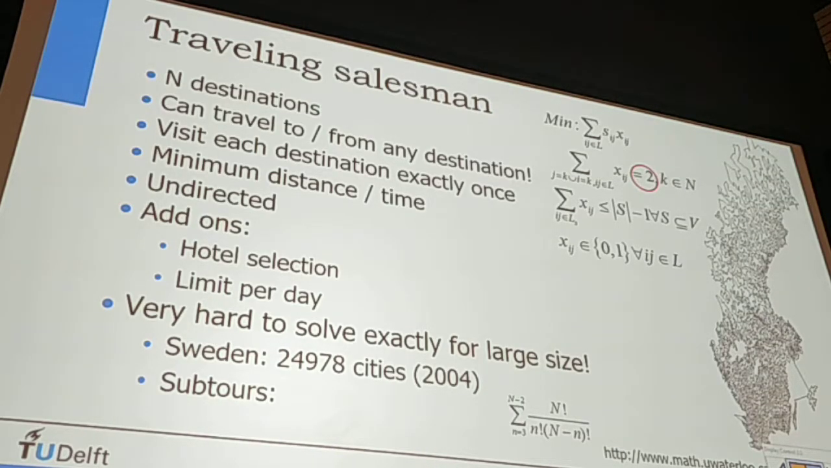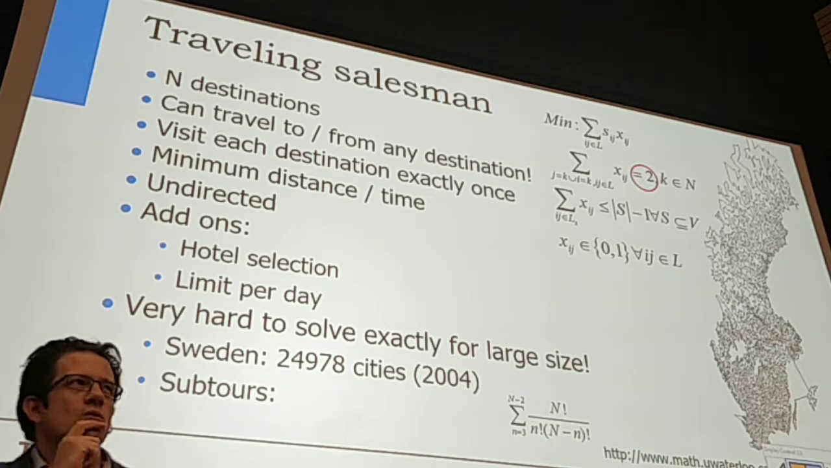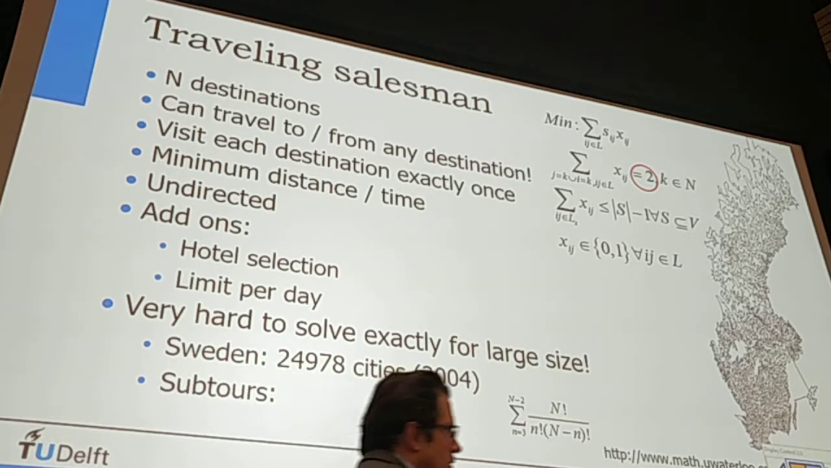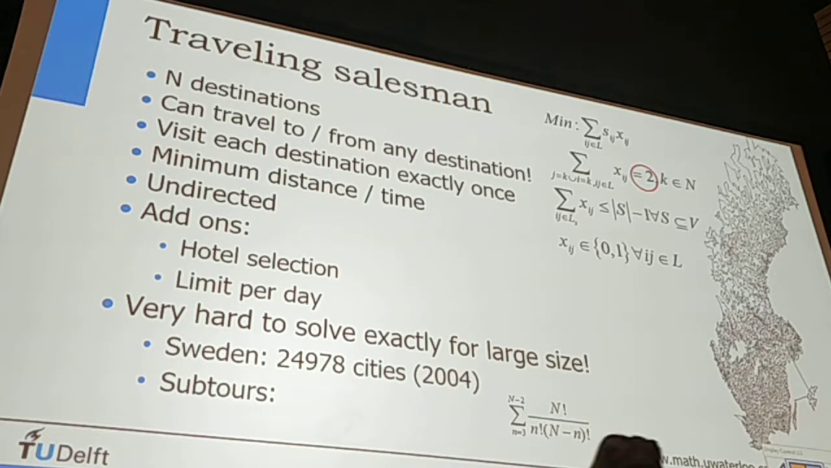Last week we ran a bit out of time, but I spoke about the traveling salesman problem, which, when it comes to network optimization, is one of the classical big problems. Especially the Sweden problem, which they finally solved, was a really massive undertaking.